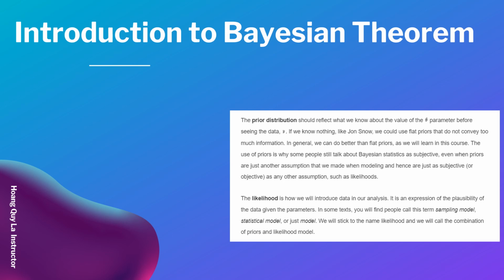The use of priors is why people still talk about Bayesian statistics as subjective, even when priors are just another assumption that we make when modeling, and hence are just as subjective or objective as any other assumption, such as the likelihood. The likelihood is how we introduce the data in our analysis. It's an expression of the plausibility of the data given the parameters. In some texts, you will find this term called the sampling model, statistical model, or just model. We will stick to the name likelihood, and we will call the combination of priors and likelihood the model.